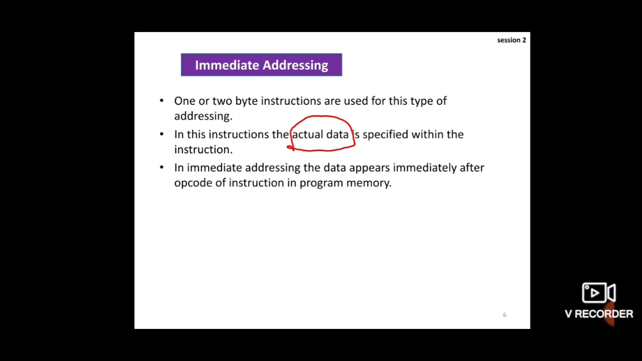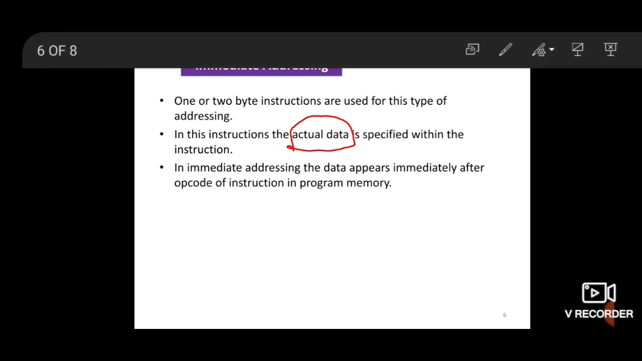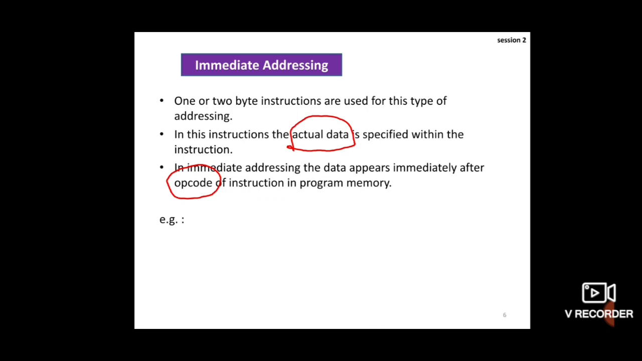Now in immediate addressing, the data appears immediately after the opcode. See, immediately after the opcode. Now you know opcode means operational code. Whichever instruction is used, that instruction is converted into an opcode, so the data is specified after the opcode of the instruction in program memory. Understood, student? Now see the example.